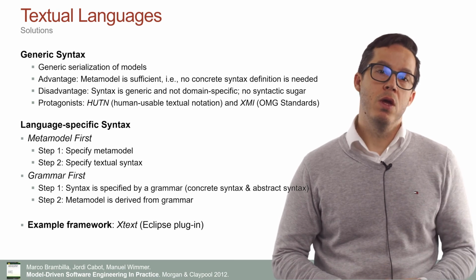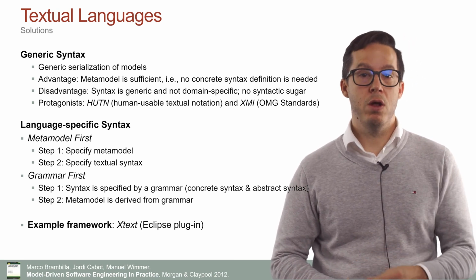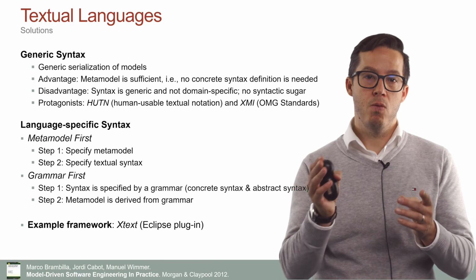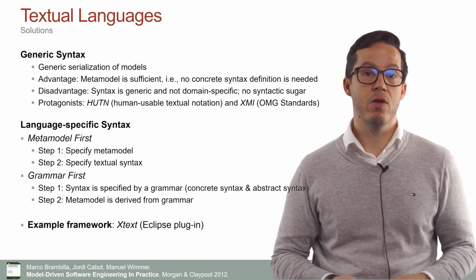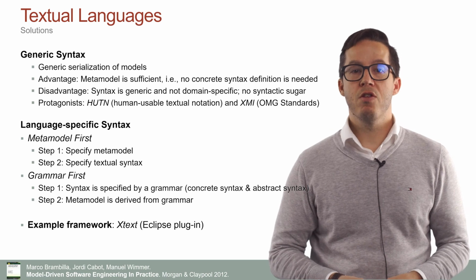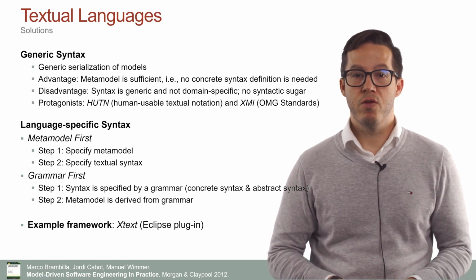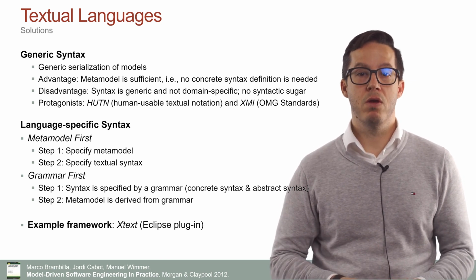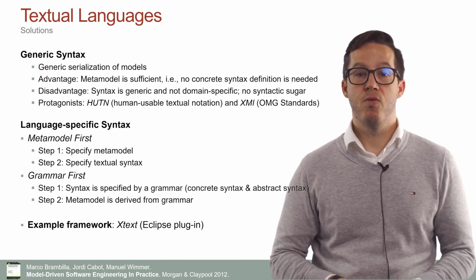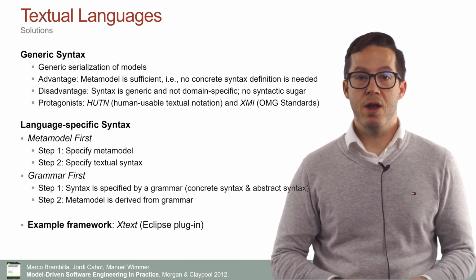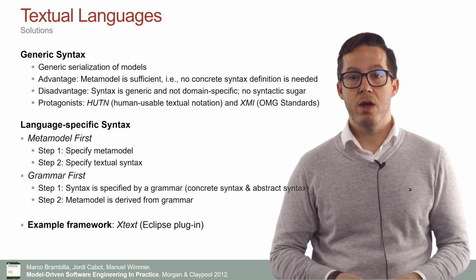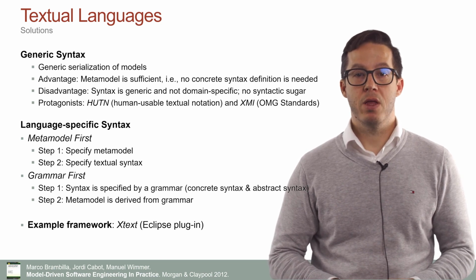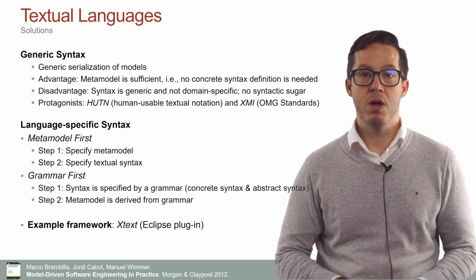So in the first part we specified the meta model, and now we are talking about the specification of the textual syntax. So we define the mapping when we already have the meta model and we come up with a textual concrete syntax. But there's also the other way around, where you can specify the syntax by means of a grammar, and then this composes the concrete and the abstract syntax, and the meta model can then be derived from that grammar. An example framework for realizing this is Xtext, which is a plugin to the Eclipse ecosystem, which we will also use in this course to actually define the textual concrete syntax for our meta model.